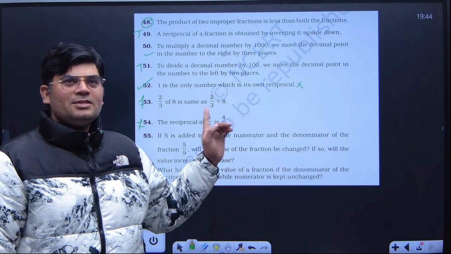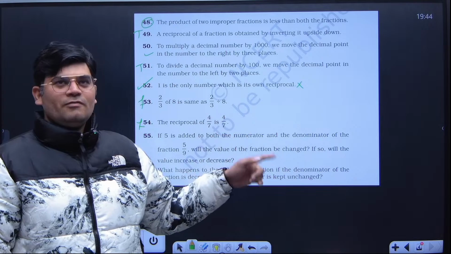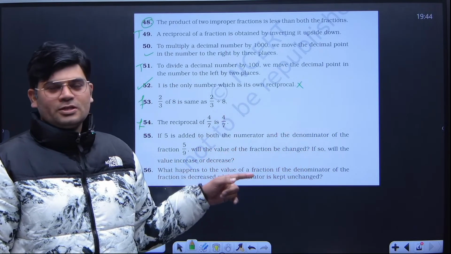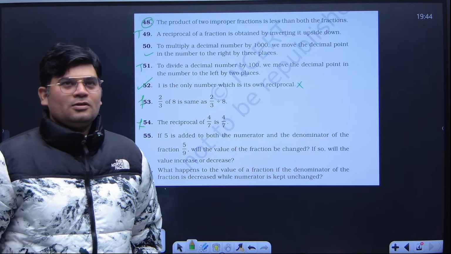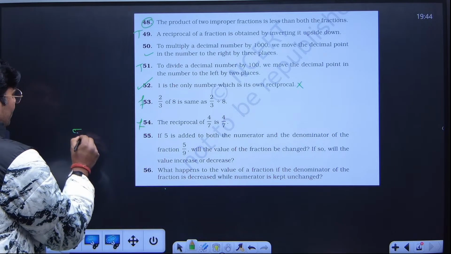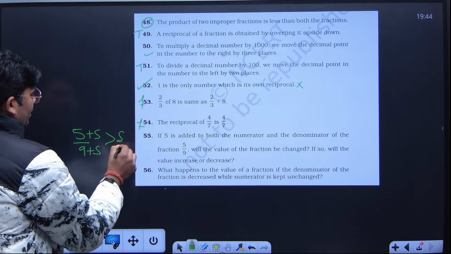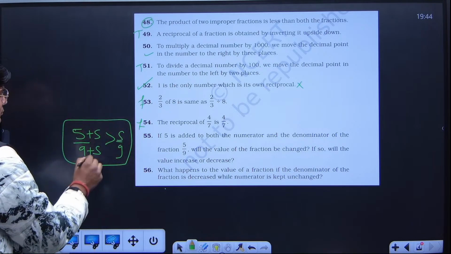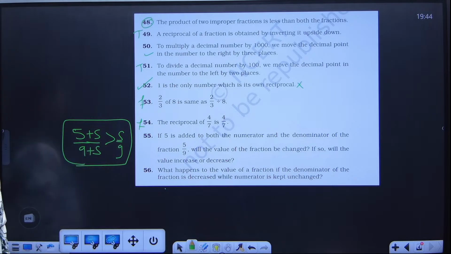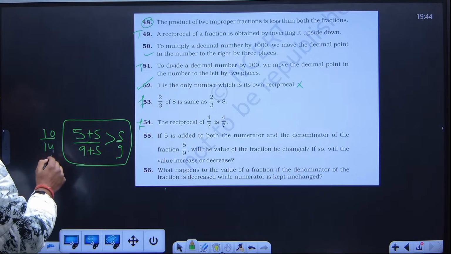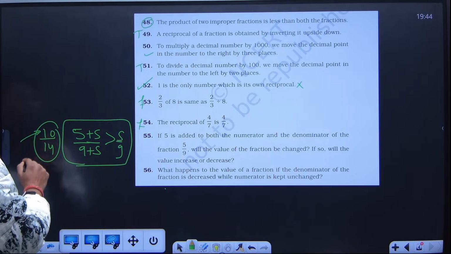If the numbers have the same gap, then the fraction with the larger numerator is greater. Are you telling with the same logic? How do you know that (5 plus 5) divided by (9 plus 5) is greater than 5 by 9? Because even if we don't solve it, the value is technically increasing because we're adding. And the value is increasing on both ends, in the numerator and denominator both.